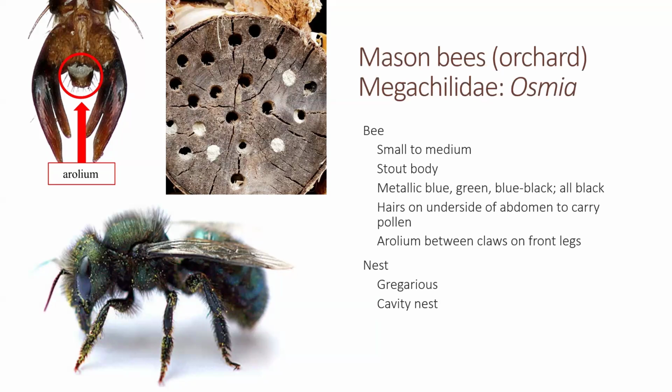These are going to be gregarious, or they aggregate, and these are cavity nesters. So when we're talking about putting up a quote unquote bee house, which is technically a bee nursery, this is going to be one of the bees that you are hoping to attract in. And so they are cavity nesters, and you will see that they will line and seal those cavities with mud, hence the mason bee name.